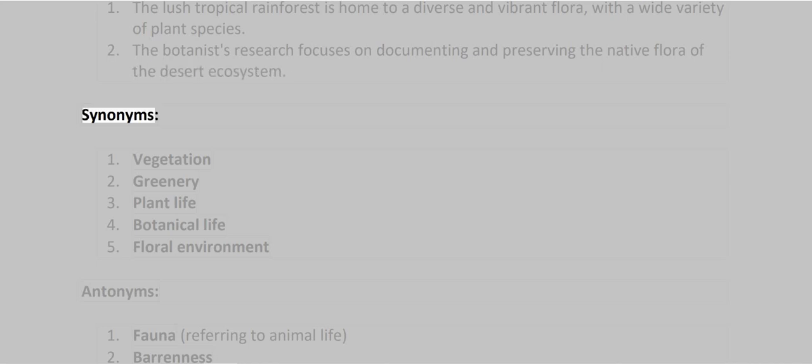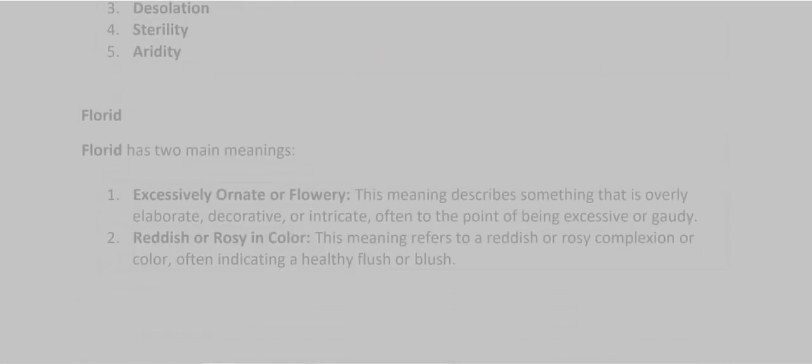Synonyms: 1. Vegetation 2. Greenery 3. Plant life 4. Botanical life 5. Floral environment. Antonyms: 1. Fauna, referring to animal life. 2. Barrenness 3. Desolation 4. Sterility 5. Aridity.